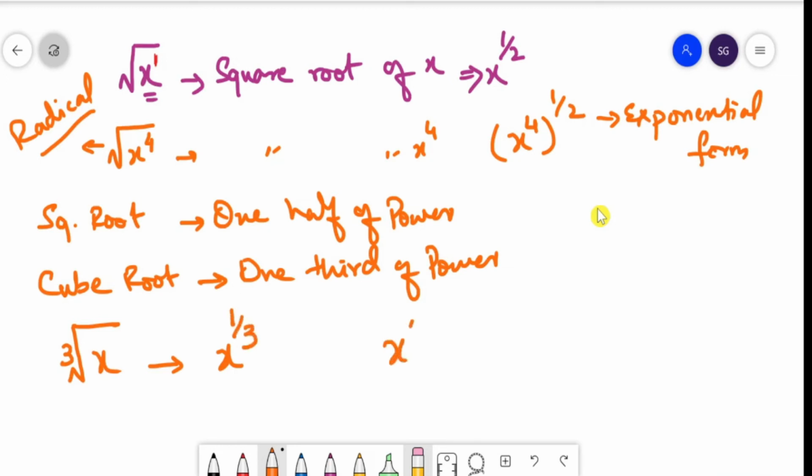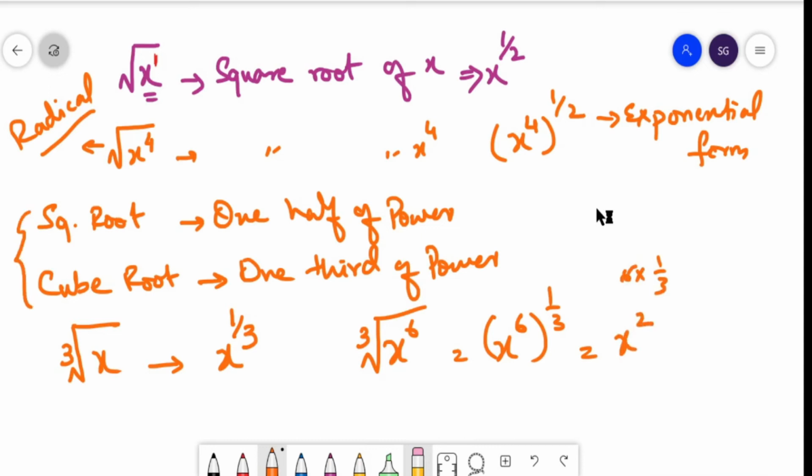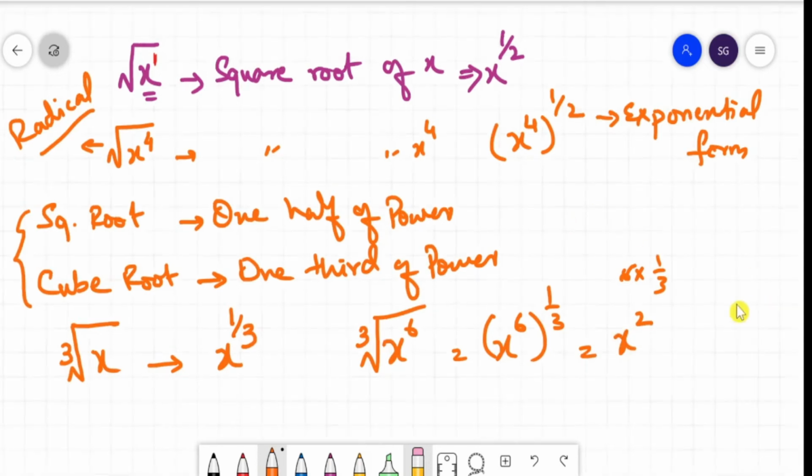And if we have x power 6 and the cube root taken of that, what would you do? X power 6, and then you take 1/3 of this. Power of power, they are multiplied, and 6 times 1 over 3 is 2. So the short of this is, when you're taking the square root, you're taking 1/2 of the power, you're taking the cube root, you're taking 1/3 of the power, and then let's generalize that.